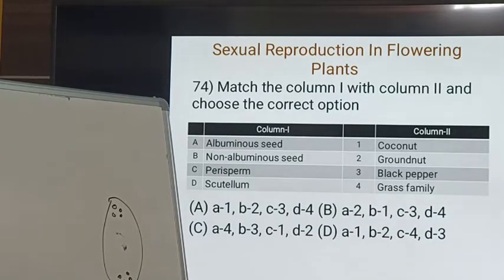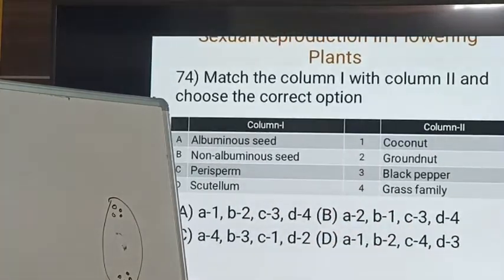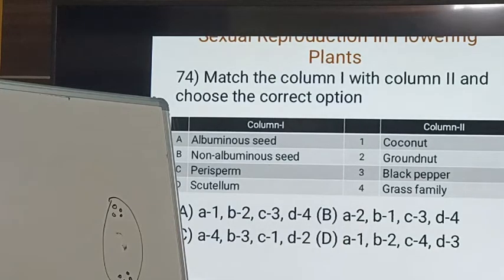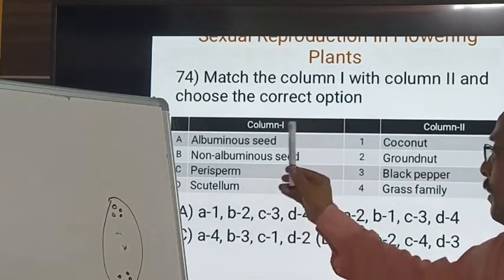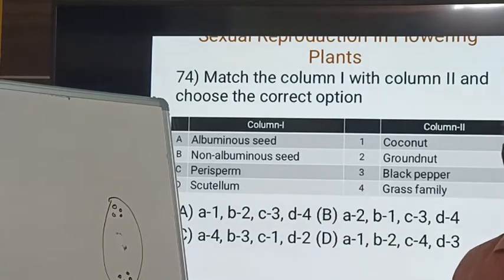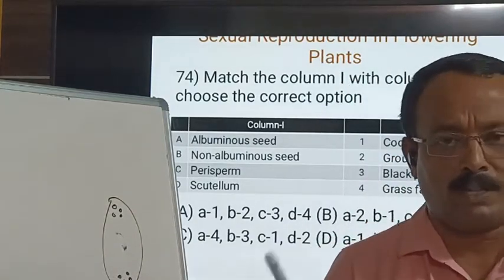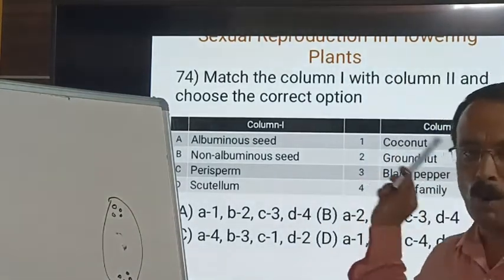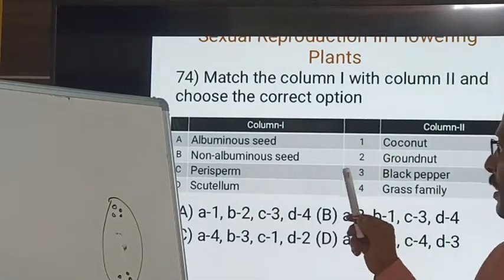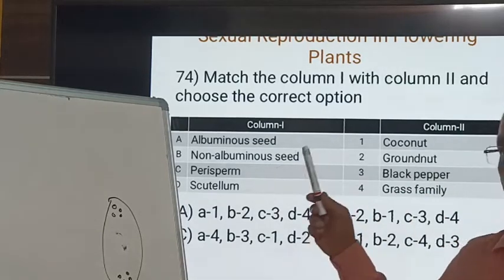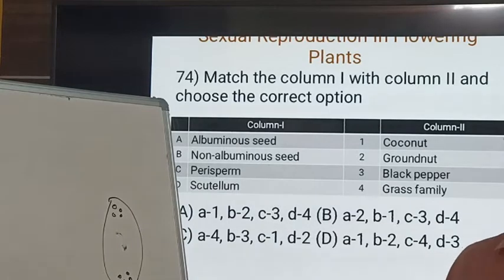Here again the match of the following. They have given albuminous seed, non-albuminous seed, perisperm and scutellum in column 1. So, albuminous seed is the seed which has retained the endosperm. That is, the embryo does not consume the endosperm even after the formation of the seed. That's coconut and all monocotyledons except orchids. Non-albuminous seed, of course, groundnut, all dicots. Most of the dicot seeds are non-albuminous except castor.